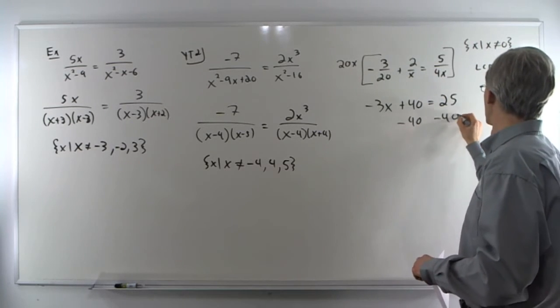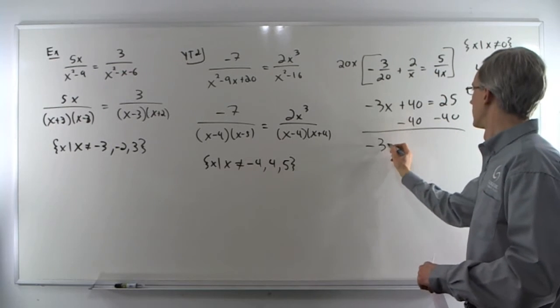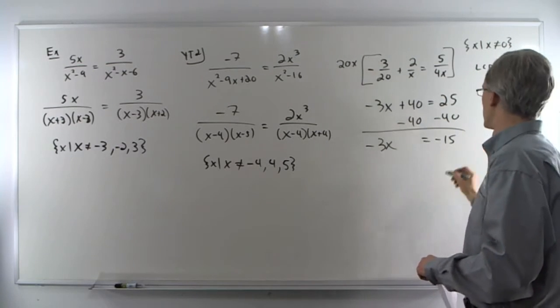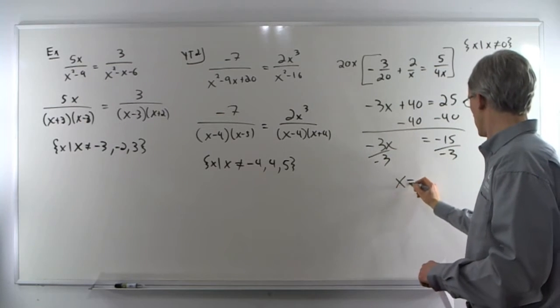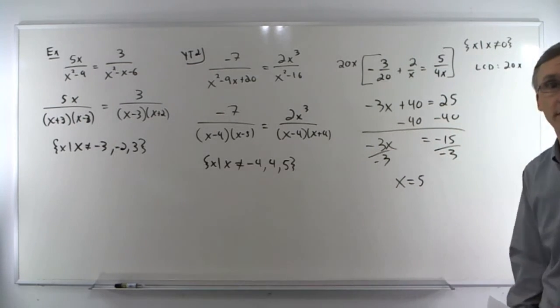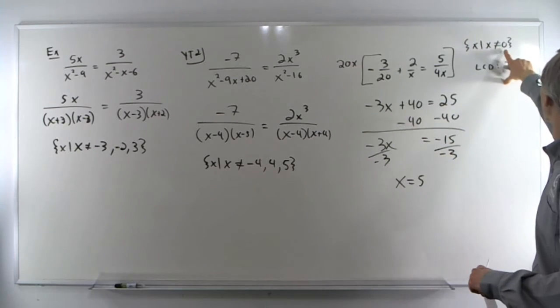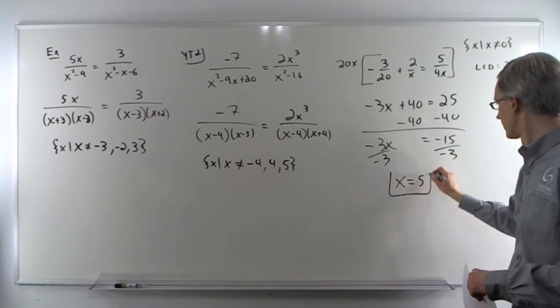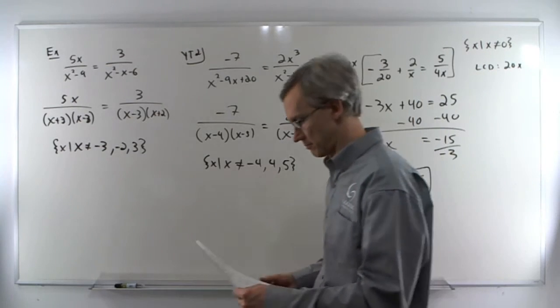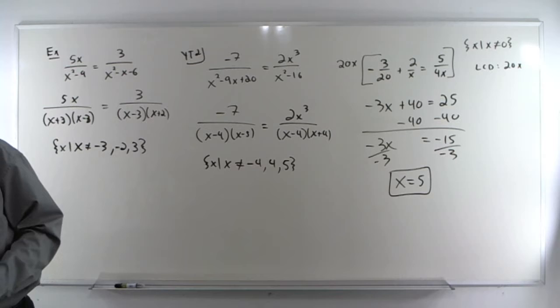Solving this gives us x equals 5. Now we compare this with the numbers that are excluded from the domain. No matches. So there's a solution. Your turn, number 3.